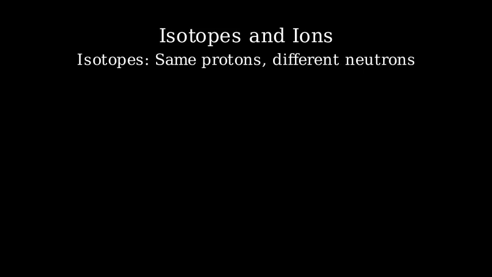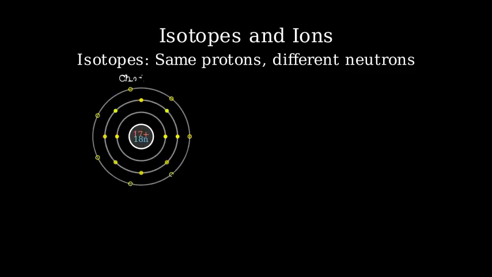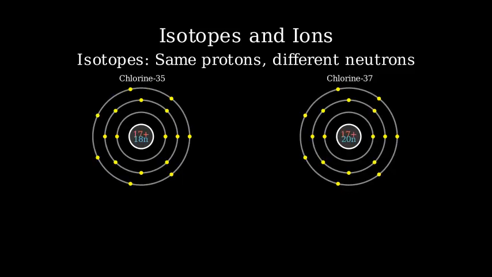First, let's understand what isotopes are. Isotopes are atoms of the same element that have the same number of protons, but different numbers of neutrons. Let's look at chlorine as an example. Chlorine has two common isotopes, chlorine 35 and chlorine 37.